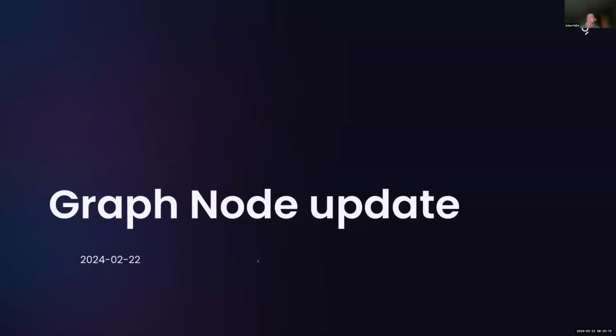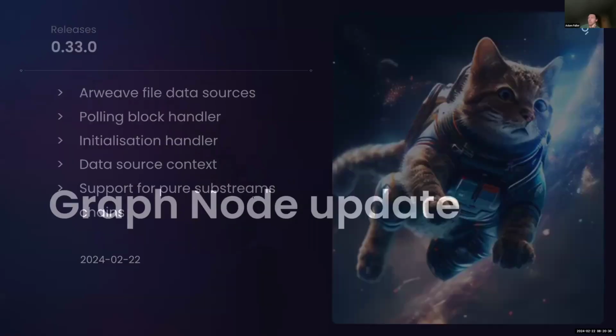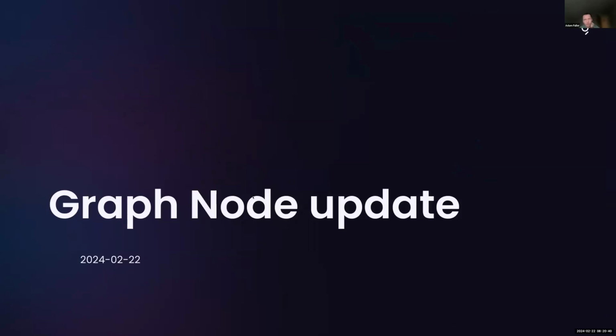So just a quick run through today of some graph node changes. I checked, and I think last time we did a sort of batch like this was, yeah, I think maybe in October. We've had a couple of releases since then, so I want to talk through some of that functionality, and then also talk about some of the things that are in the lab at the moment and should be hopefully rolling out soon.